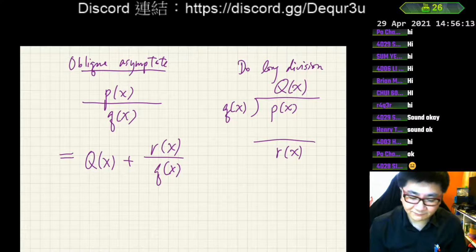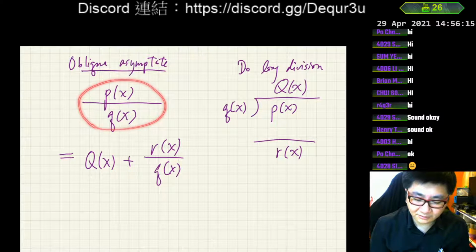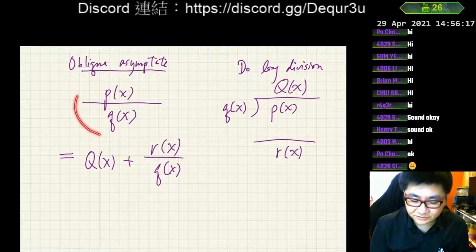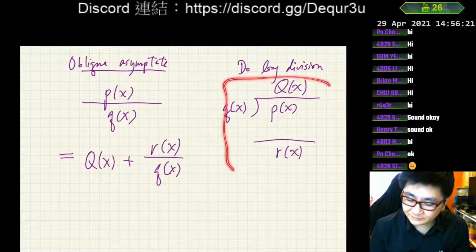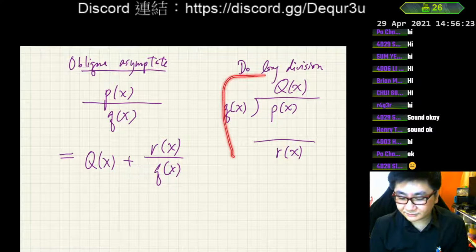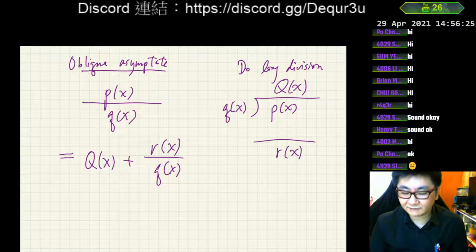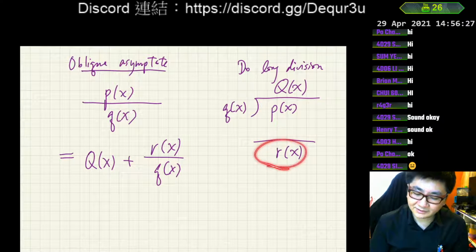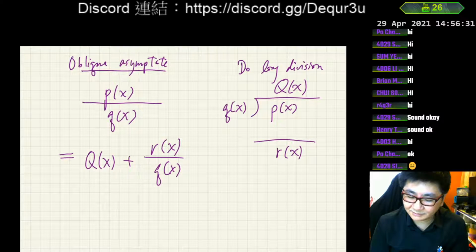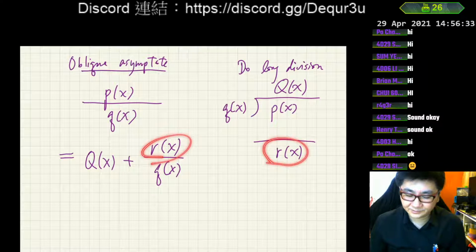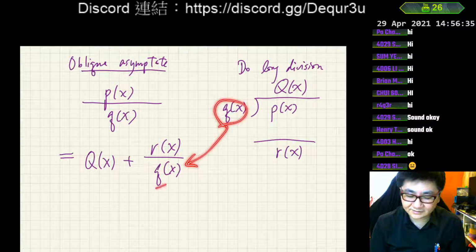That is, when you have a function, or more specifically a rational function, polynomial over polynomial, then we do long division. After the long division steps, we will have the quotient and the remainder. The quotient will be outside, while the remainder will be put on top, and the divisor stays the same.